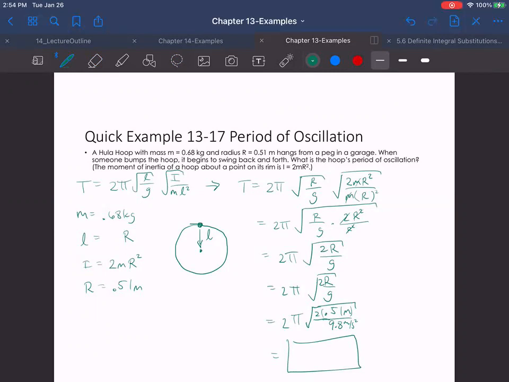And so that's it for that one. Plug that into a calculator and you should be done. So you have about the square root of 1/10, and then times 2 pi. So whatever that turns out to be, plug it in a calculator and get it done.